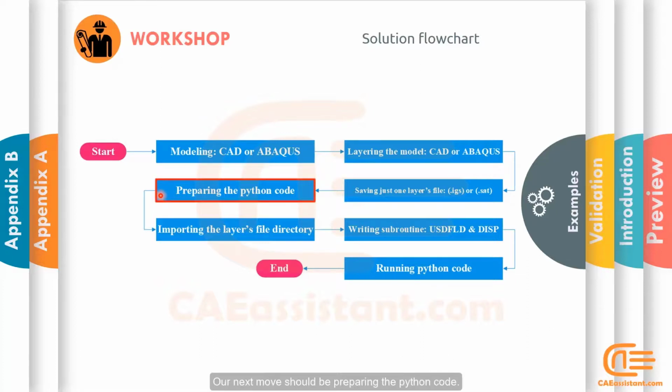Our next move should be preparing the Python code. You might ask yourself now, why do I need a Python code? How is that going to help me? Do you remember when we talked about the boundary conditions and steps? If you want to define them one by one in the GUI, it could take some time and would be exhausting. Yes, it is just 6 steps and several boundary conditions, but this is just a tutorial. In reality, you might have hundreds of layers.